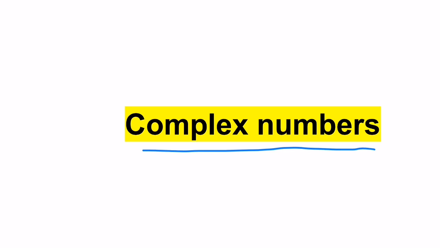What is a complex number? We know that a complex number is the generalized form of a real number. Every real number is contained in the set of complex numbers. Now, why do we need complex numbers?